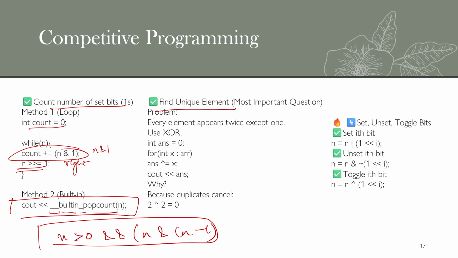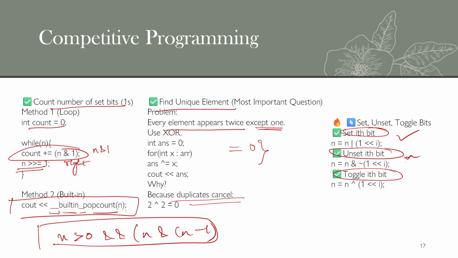Finding the unique element. Every element appears twice except one. Use XOR. Why XOR? In XOR, if you get your answer as 0, that means you have identified the element that is the same. XOR cancels the duplicates. Set, unset, toggle. Very important. Set we have discussed. Unset, use the NOT. And in toggle, use XOR.